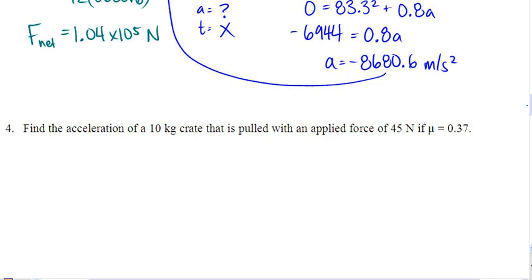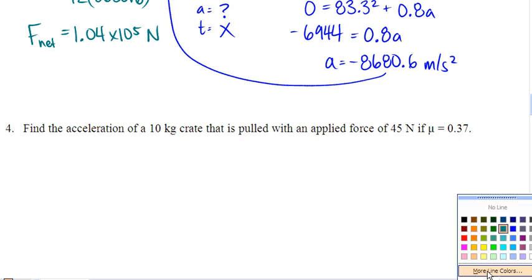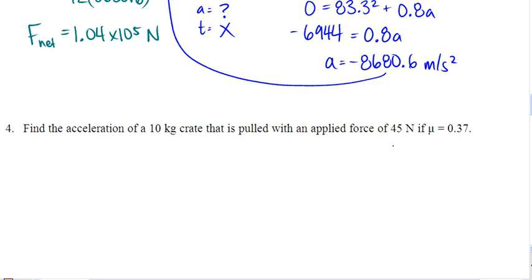Number 4, find the acceleration of a 10 kilogram crate. We're being pulled with an applied force of 45 newtons, and they give us the coefficient of friction. This is now multiple forces going on. This is your sort of token Fnet equals ma with a free body diagram.